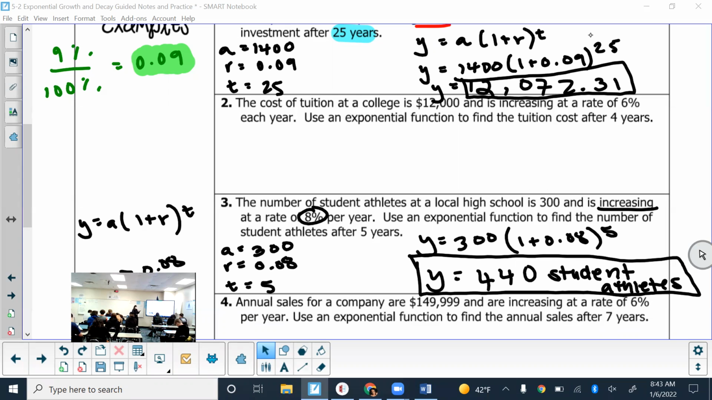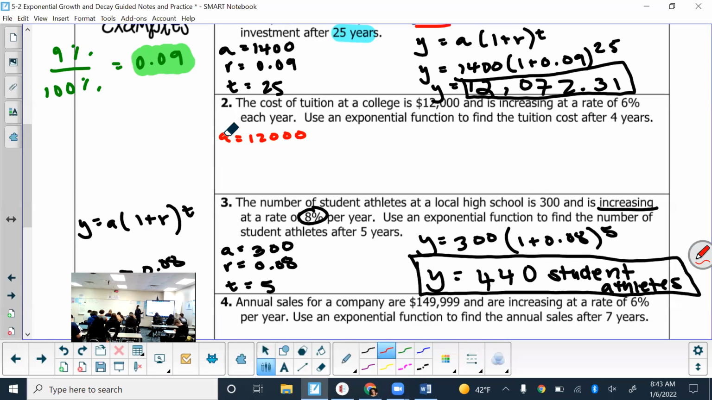All right. What did you put for your initial amount? Good. And what did you put for the rate? Good. In your formula, it should be 0.06. And the t is 4. So plug it into your formula. It should look like this, plugged in. So 12,000 parentheses 1 plus 0.06 to the t power.